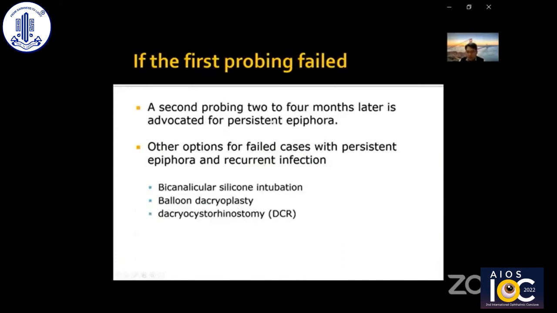If the first probing fails, you need to repeat the probing about 2 to 4 months later. If the second probing fails again, other treatments include silicone tube intubation, balloon dacryoplasty, or endoscopic DCR, and all these procedures. And I think nasal endoscopy is very helpful.